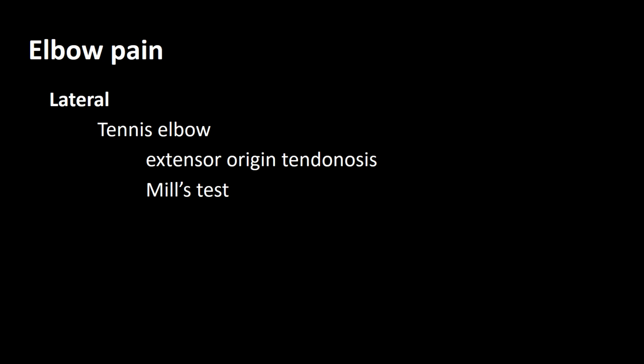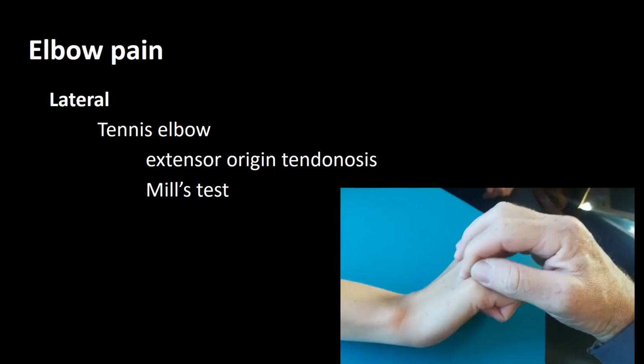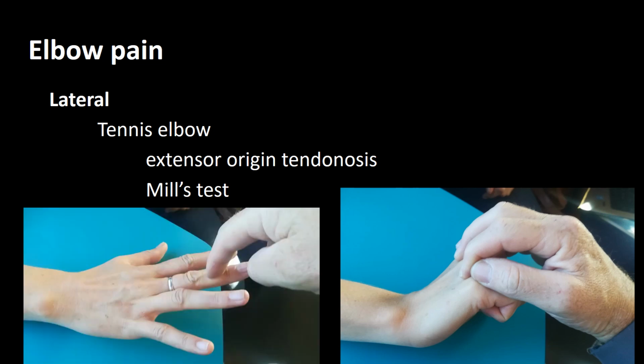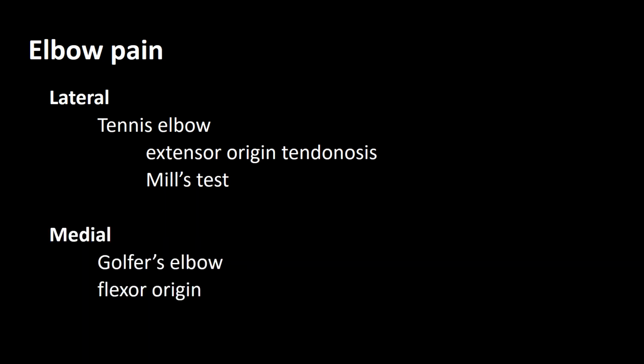This is easily excluded with Mill's test, where one does resisted extension of the wrist, which results in severe pain in the extensor wad in tennis elbow. Similar tests can be done with downward pressure on the middle finger. The flexor muscle origin may also cause pain and is termed golfer's elbow. This can also be done with resisted flexion of the hand to provoke the pain.